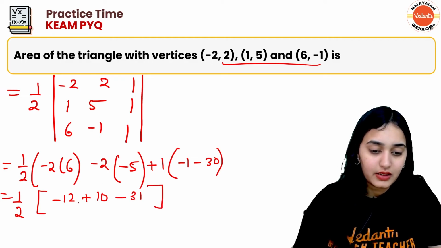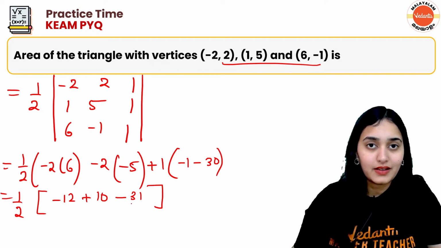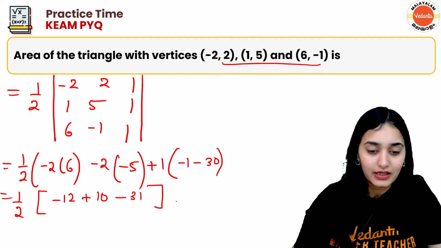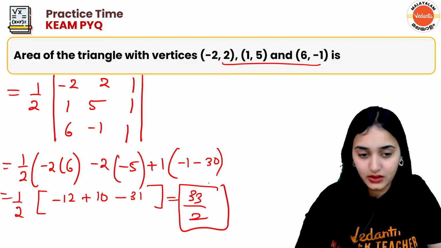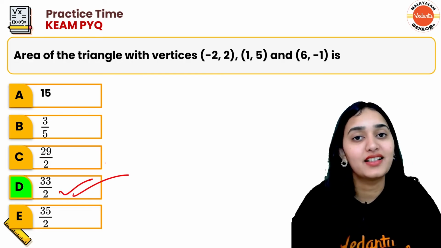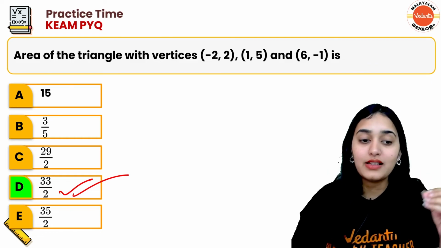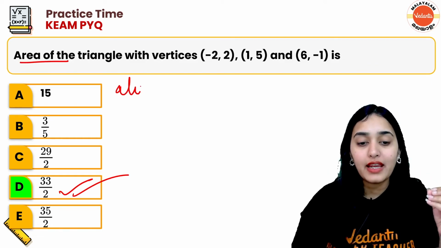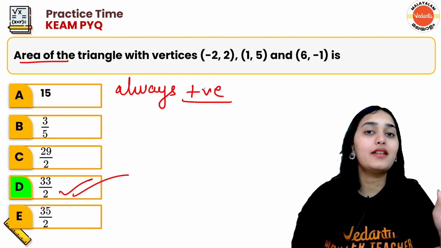So this is minus 2 minus 31 plus minus 2 is minus 33. So this is 33 by 2. This is the area coming. Yeah, 33 by 2 is the right answer. So even if it is coming minus 33 by 2, just write 33 by 2 because area is always positive. It is never negative.